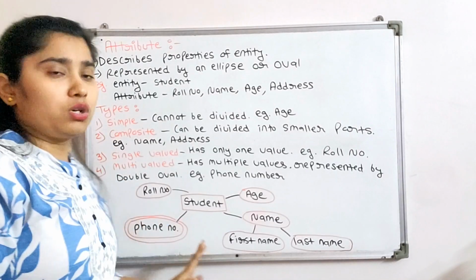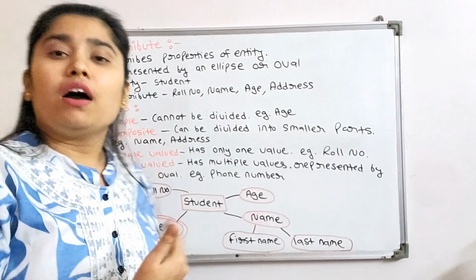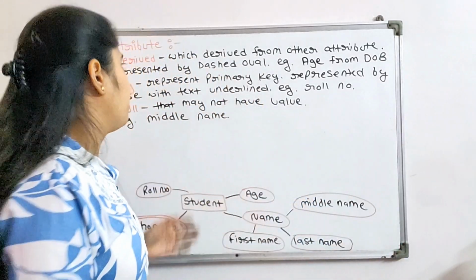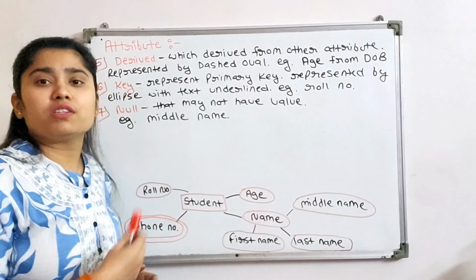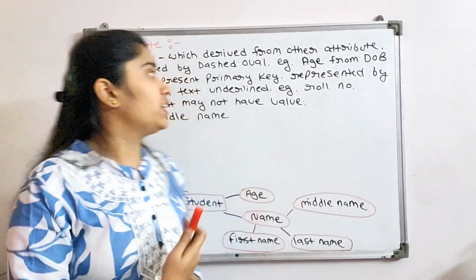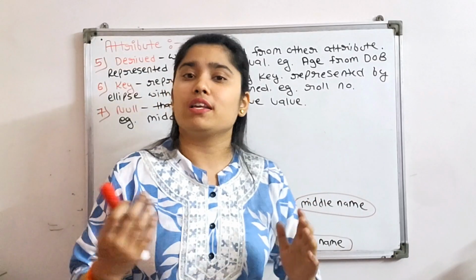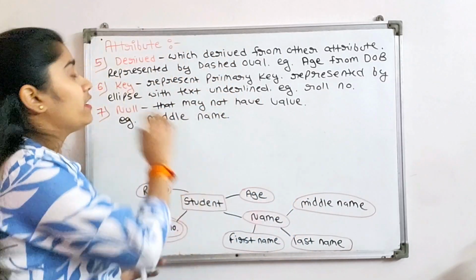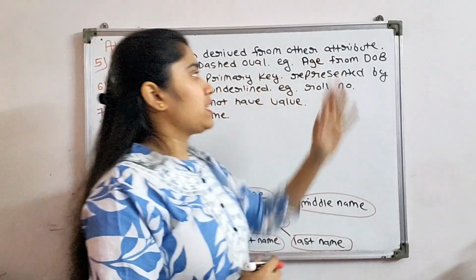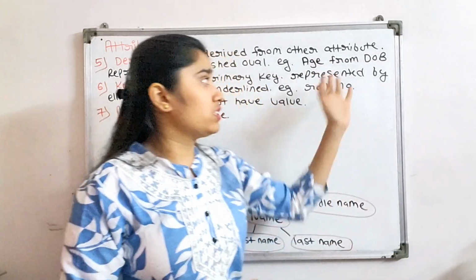First, if you want to take a screenshot or write it down, then we will discuss the other types of attributes. Now let's discuss the further types of attributes. See, the fifth type of attribute is the derived attribute. Now what is the meaning of derived attribute? The attribute which is derived from another attribute is called a derived attribute. It is represented by the dashed oval. For example, the age from the DOB, that is the date of birth.